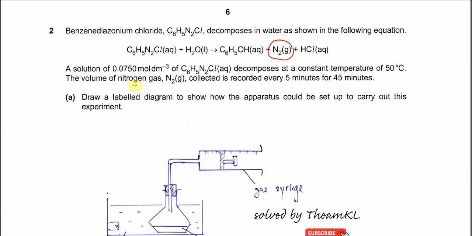C, and the volume of nitrogen is recorded every 5 minutes for 45 minutes. It means the total time is 45 minutes and we use a 5 minute interval. So we record the volume at 5 minute intervals, meaning every 5 minutes we read one time until 45 minutes. Then we get the total volume of nitrogen gas that is collected.